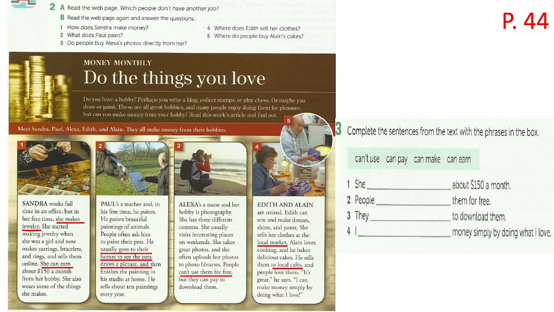So let's see. Number 1, which option do you think would be the correct one to complete the sentence? So probably it is option C, about $150 a month. So I think that the correct option is she can earn. She can earn about $150 a month. Who's that person? Sandra. Sandra is the person that can earn $150 a month from doing her favorite hobbies.